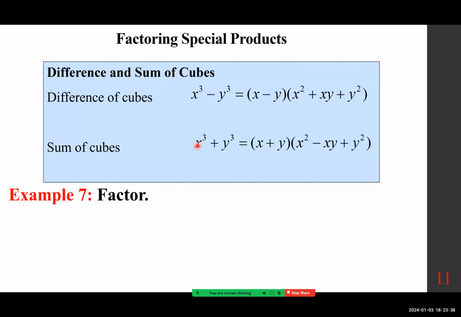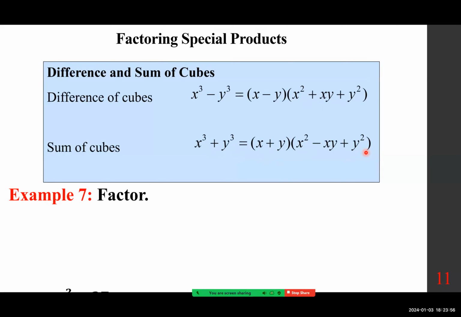Difference of cubes, we went over that. I'm reminding you of those. X cubed minus y cubed is x minus y times x squared plus xy plus y squared. X cubed plus y cubed is x plus y times x squared minus xy plus y squared. And remember, we use a and b or x and y.